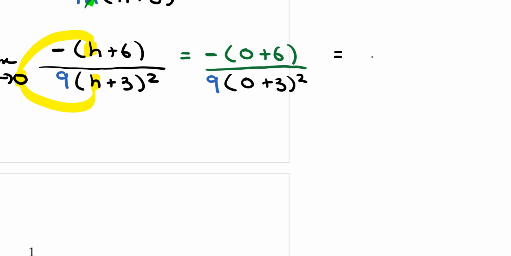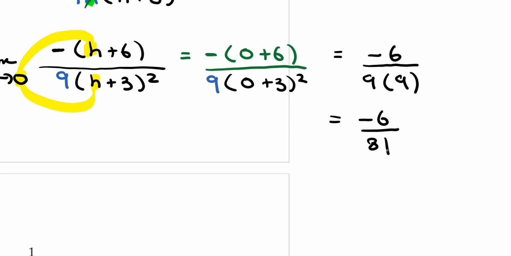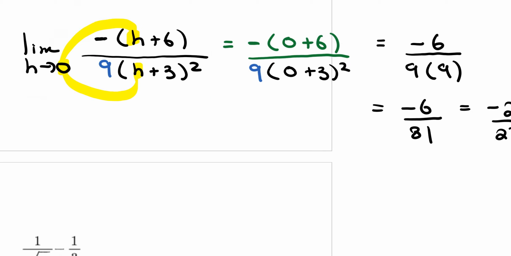And then on the numerator there, we have a negative 6 divided by 9 times, well, 3 squared is 9. So this will be negative 6 all over 81. So negative 6 over 81 is totally fine. If you want to keep on simplifying, I guess that's going to be negative 2 over 27. So negative 2 over 27 is your final answer for that question.